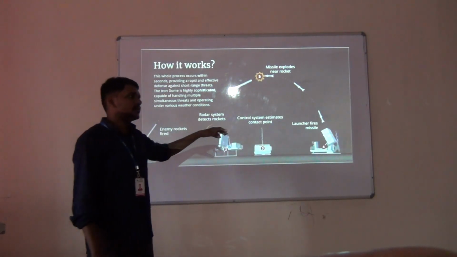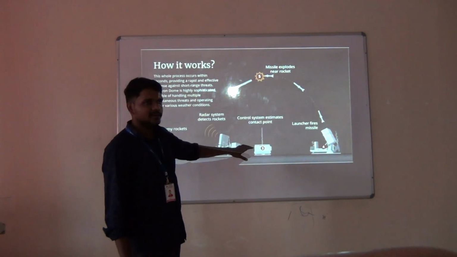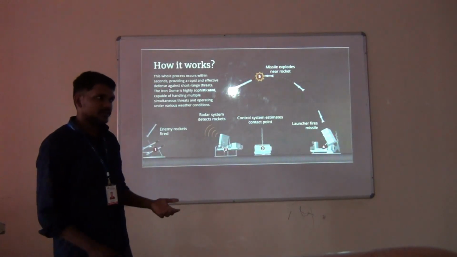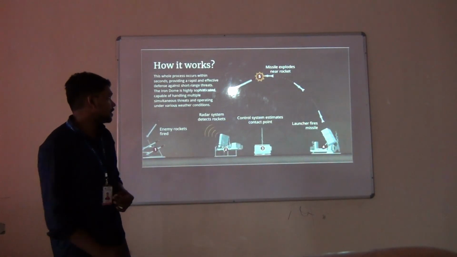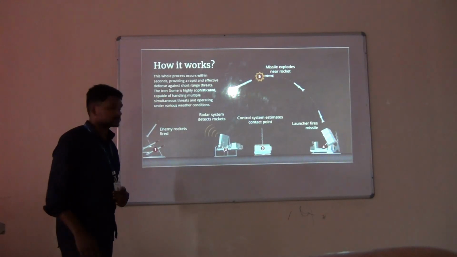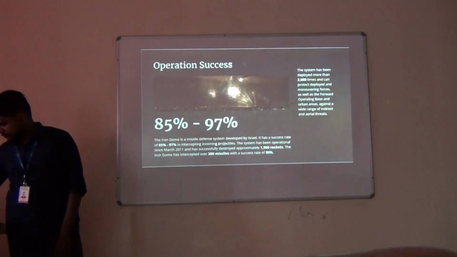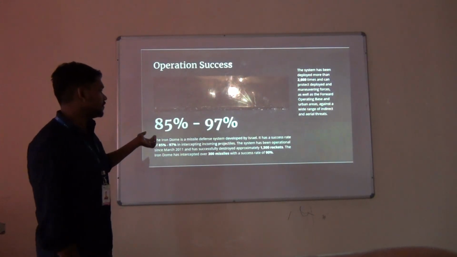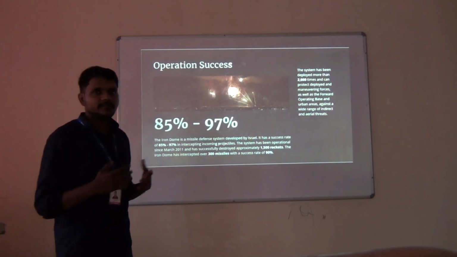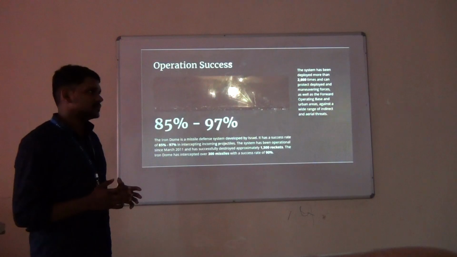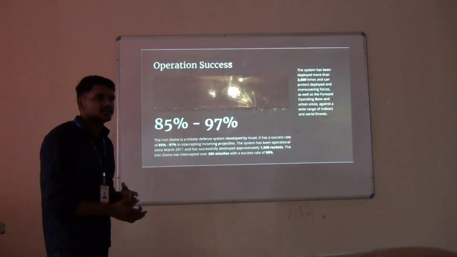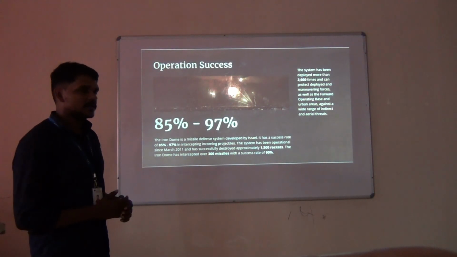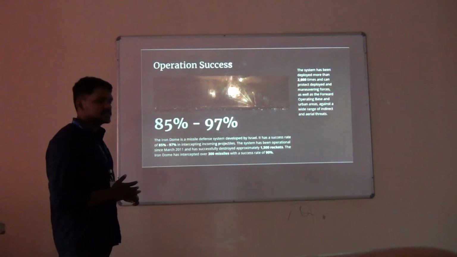As I showed in the first image itself, it will be like the Diwali season for them, and they will be firing multiple rockets if any harming rockets are coming. Operation success is about 85 to 97%. So they have very good accuracy in destroying unmanned aerial threats and terrorist attacks. So they are able to defend themselves.